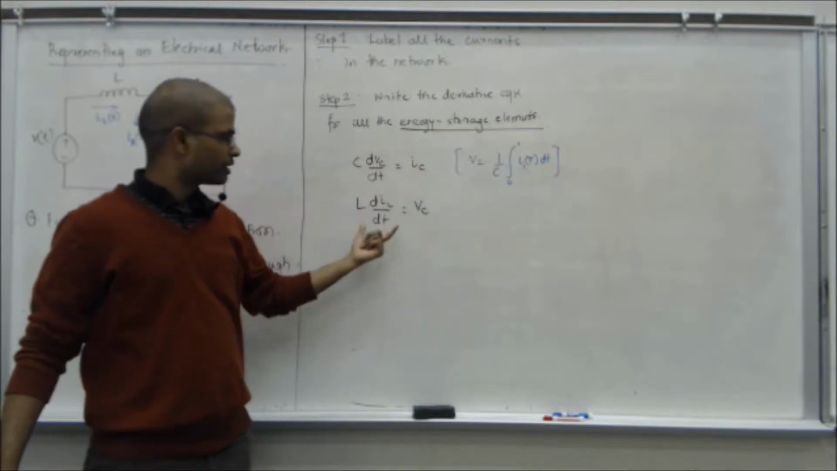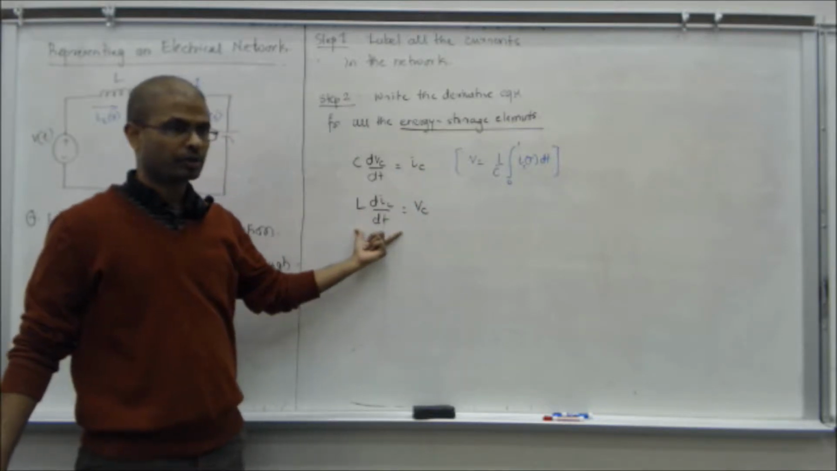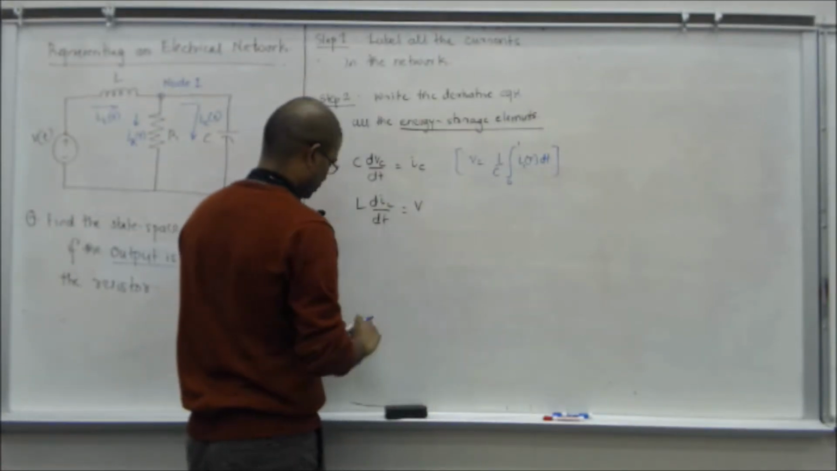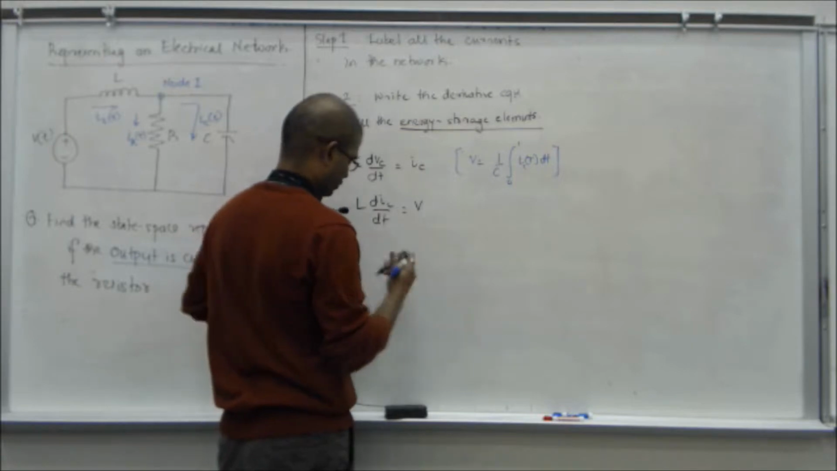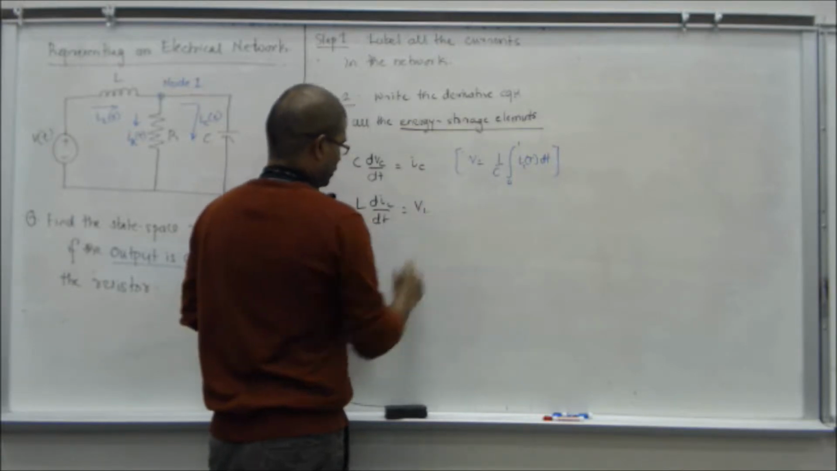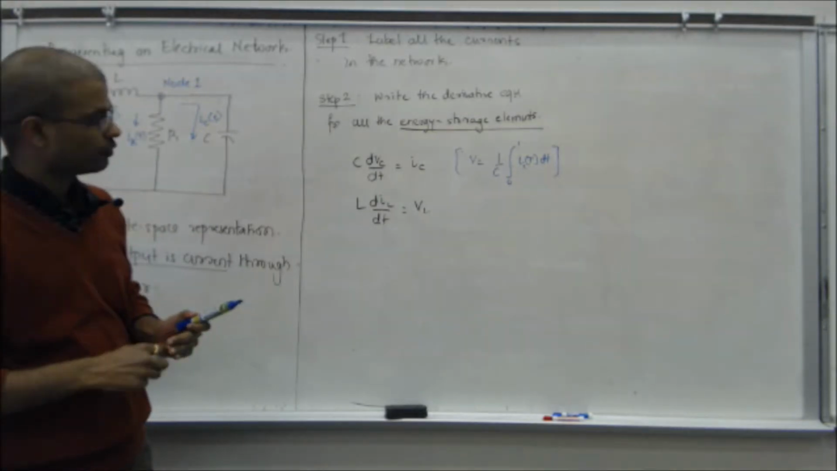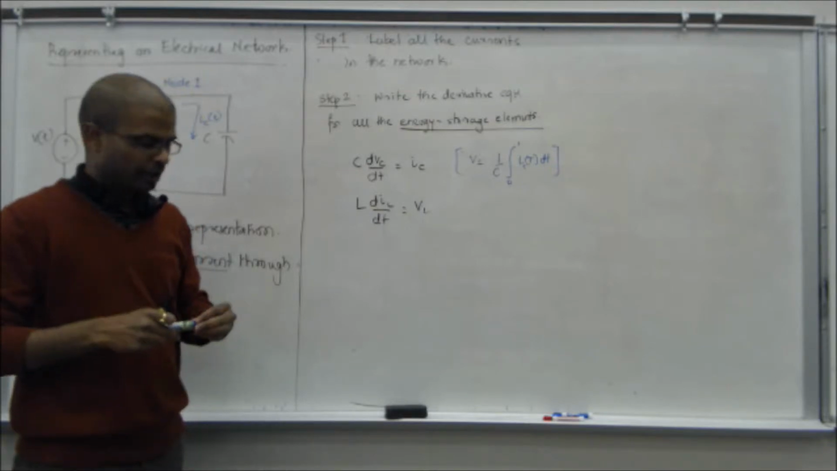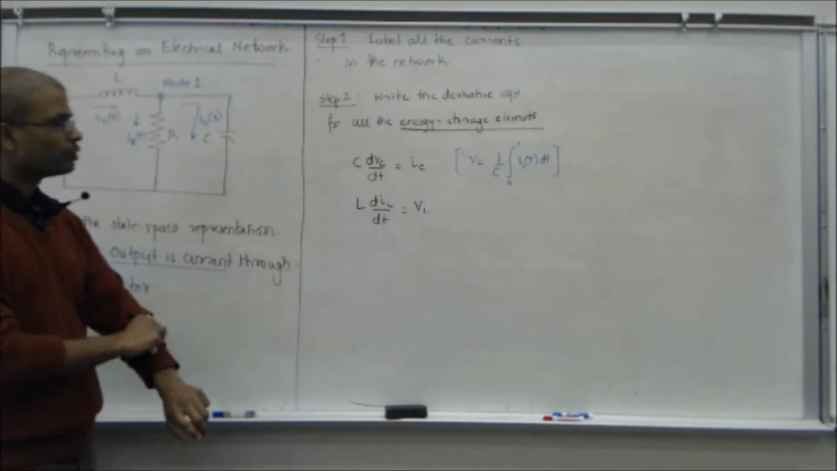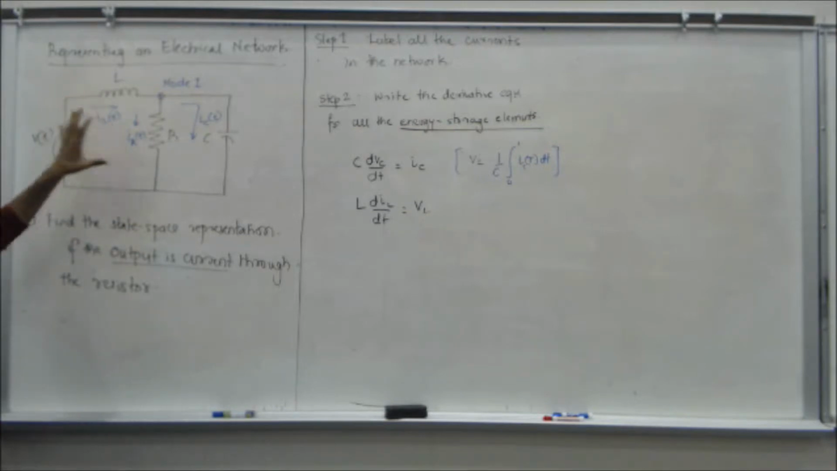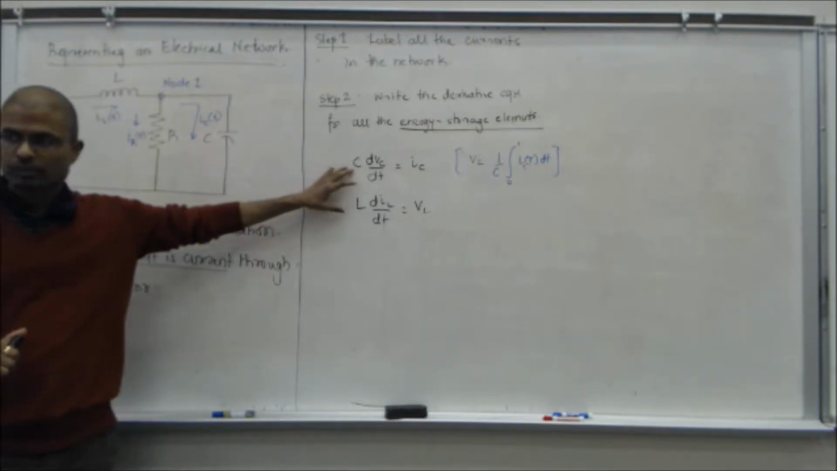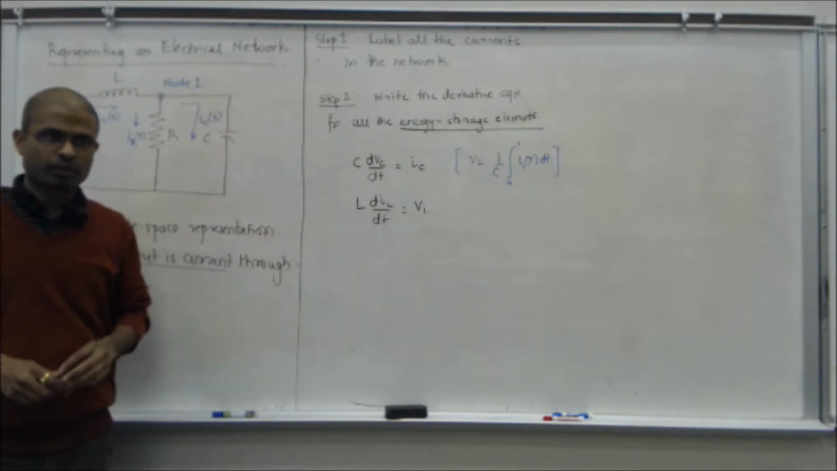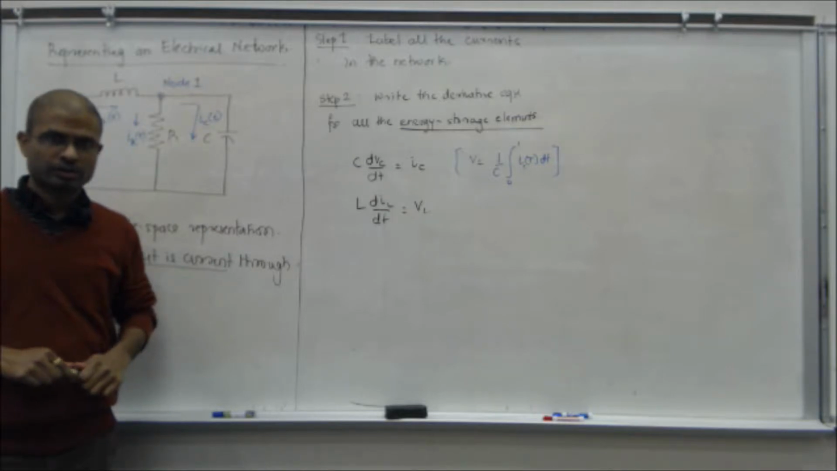Okay, and this is simply Ohm's law for the capacitor. For the inductor, VL is equal to L into di over dt. This is the direct Ohm's law. Whenever you do state space representation of an electrical network, identify all the capacitors and all the inductors and write these equations for all of them. That is your starting point.